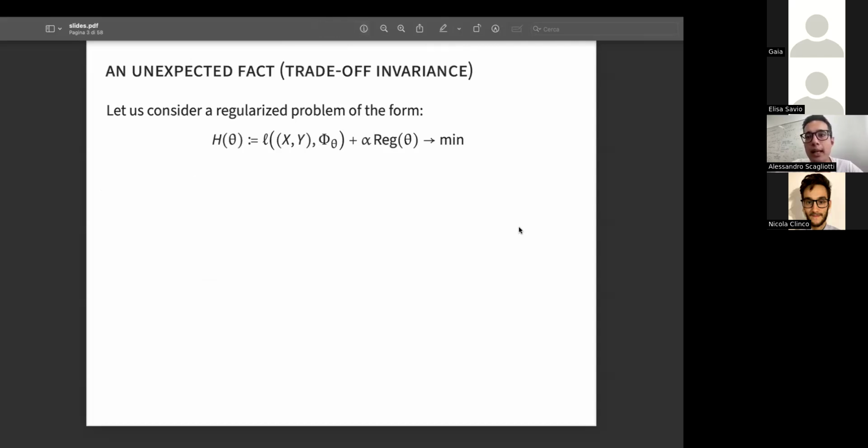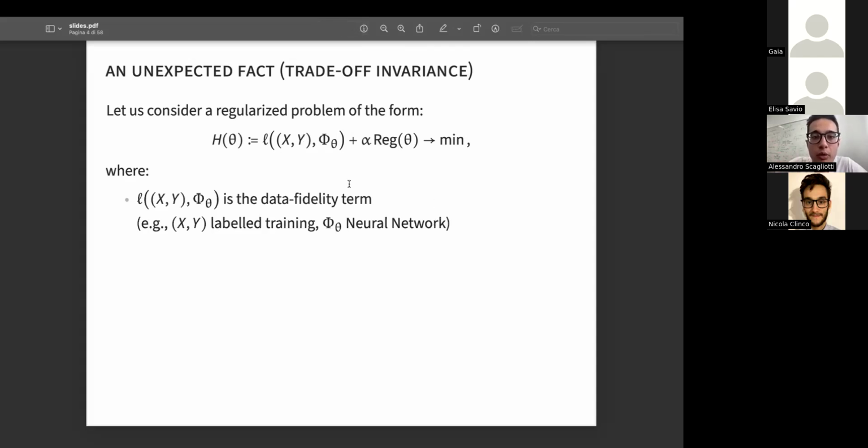So let's give a little bit of motivation. Let's assume that we wish to minimize a certain functional, in this case h, in the decision variable theta. I've written down the typical problem that arises in data science, but you can really think about something extremely general. It could also be a problem arising in calculus of variations, and the only point is that this functional consists of two terms.